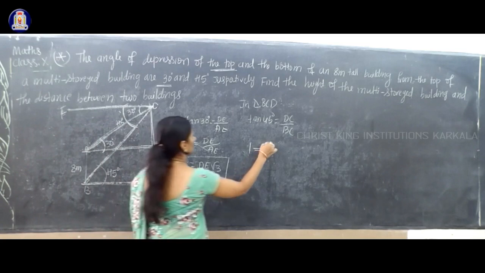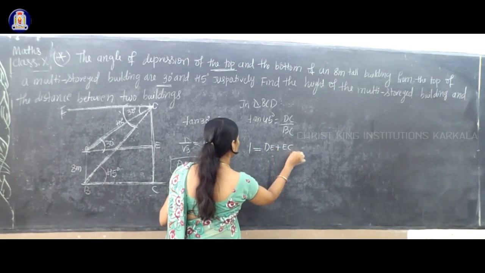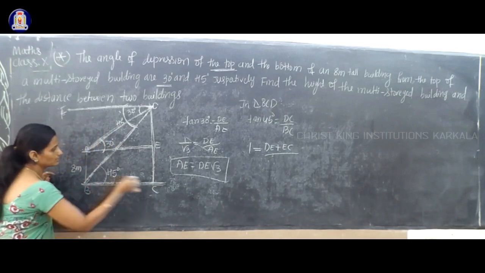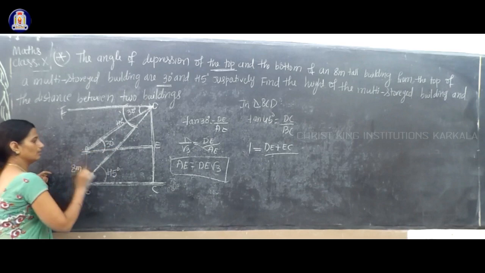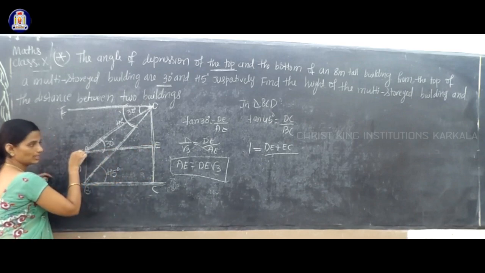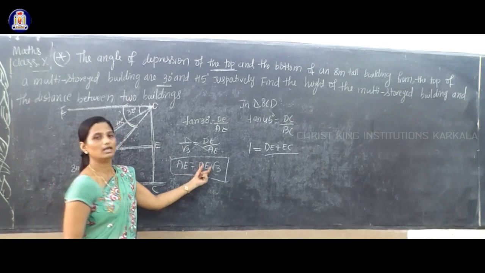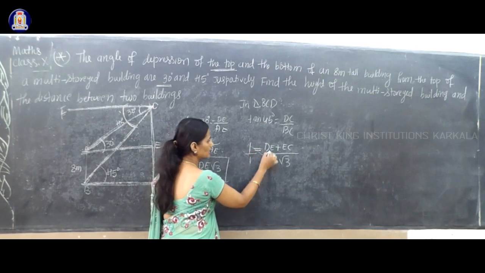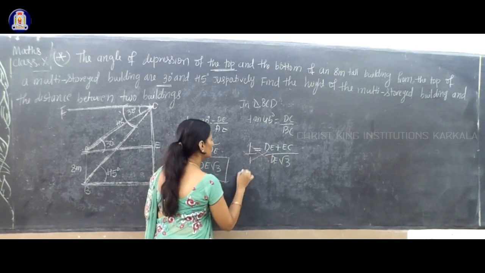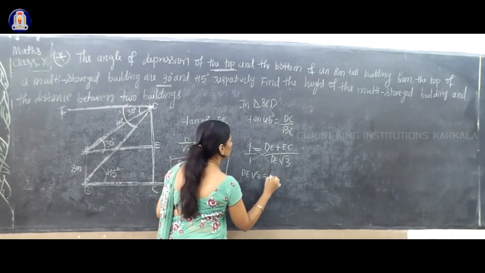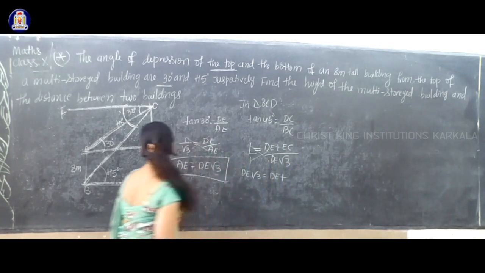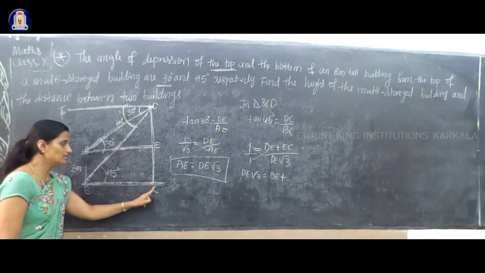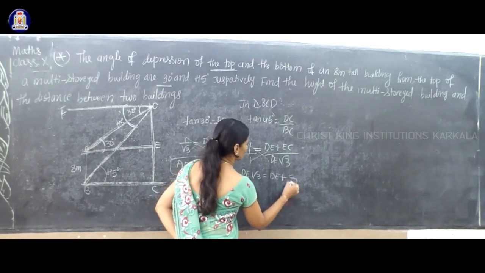So DC can be written as DE plus EC, divided by BC, which is not given. But BC is equal to AE. So what is AE? AE is DE root 3. So now cross multiply. Correct now? So DE root 3 is equal to DE plus EC. EC is how much here? AB is 8 meters. So EC is how much here? It is 8. Correct now?